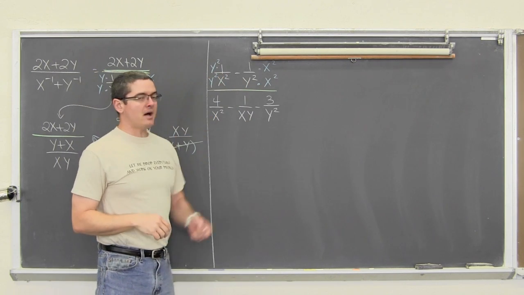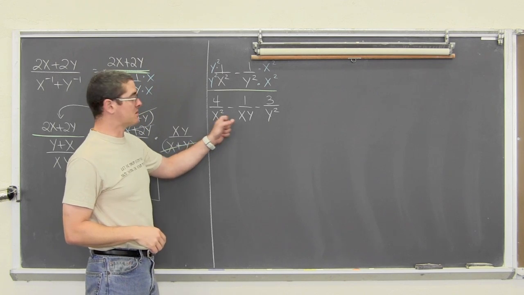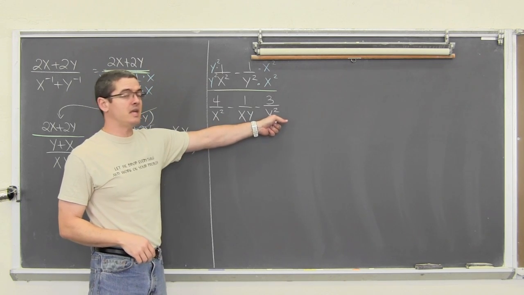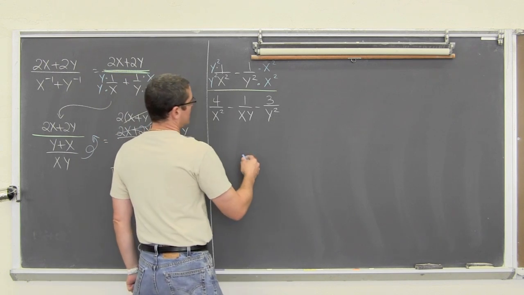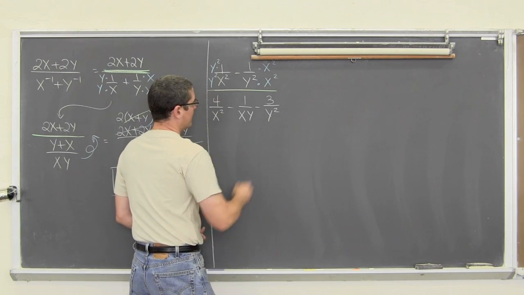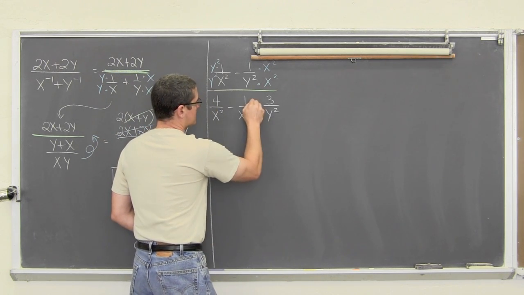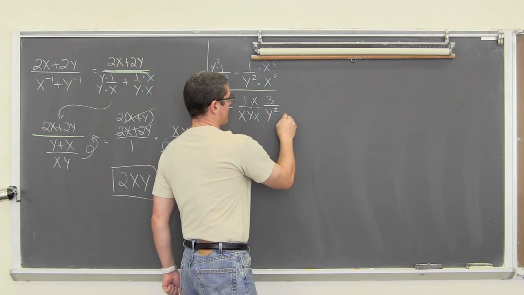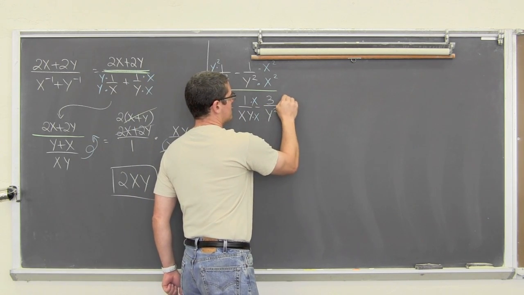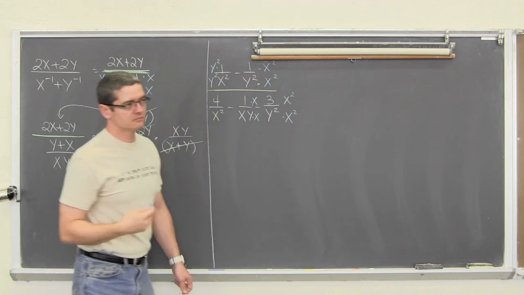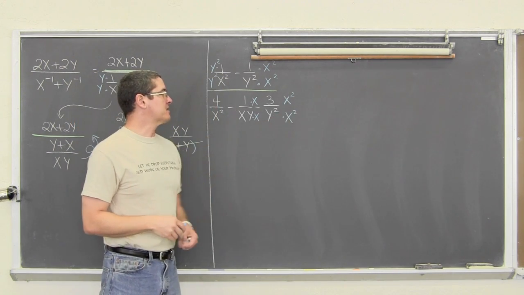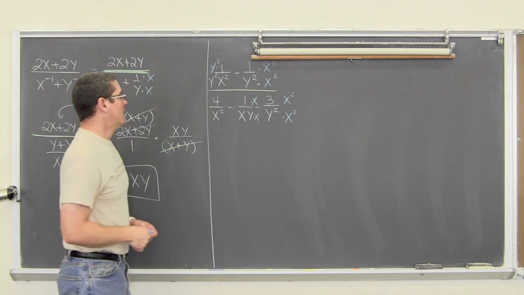And then down here in the bottom we have an x squared in this first term. The middle term only has an x in the denominator, and the second term doesn't have any. So we're going to multiply this by x in the numerator and denominator, and this third fraction doesn't have any variables of x in the denominator, so we're going to multiply it by x squared in the numerator and denominator.